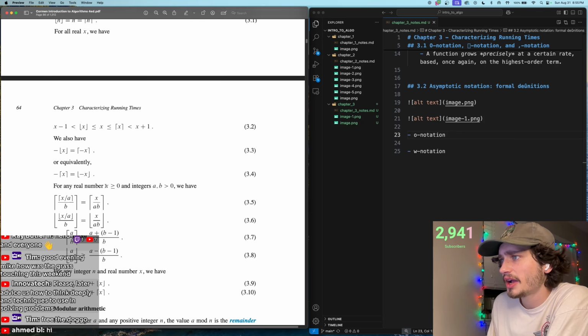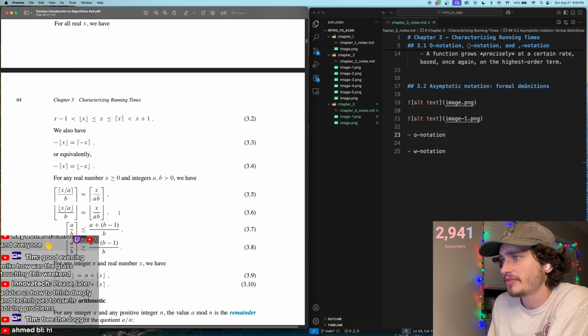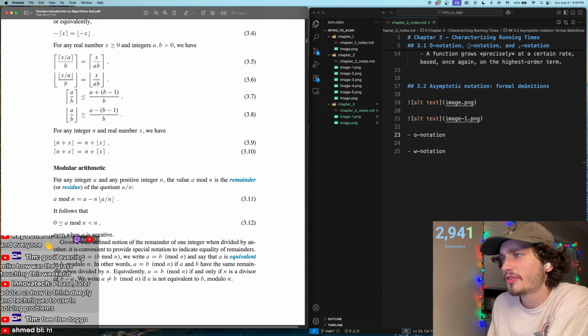For any real number x greater than or equal to 0, and integers a, b greater than 0, we have this. Modular arithmetic. For any integer a, and any positive integer n, the value a mod n is the remainder or residue of the quotient.